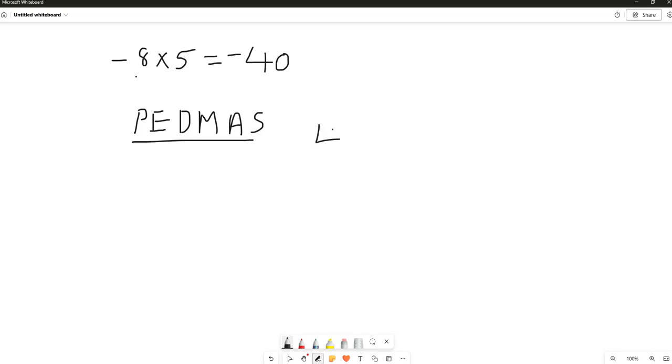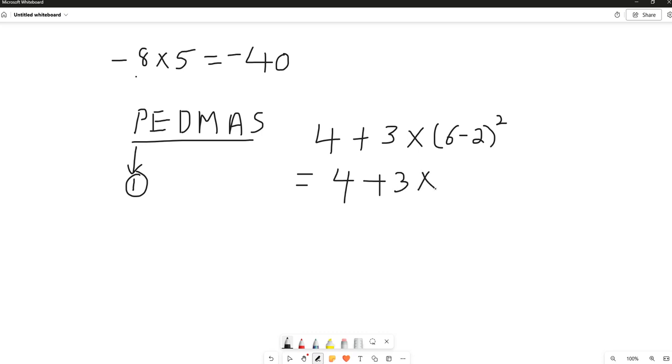So for instance, if you see something like 4 plus 3, right, times, okay, 6 minus 2 to the power of 2, okay. Now what happens is this: look for the bracket first and do what is in the bracket first, okay. That will be the first thing you need to do, parentheses, which means brackets, okay. So settle what is in the bracket first. So basically that will be 6 minus 2, so go for that. This will be 4 plus 3 times 4 to the power of 2, okay. So this has been done, okay.